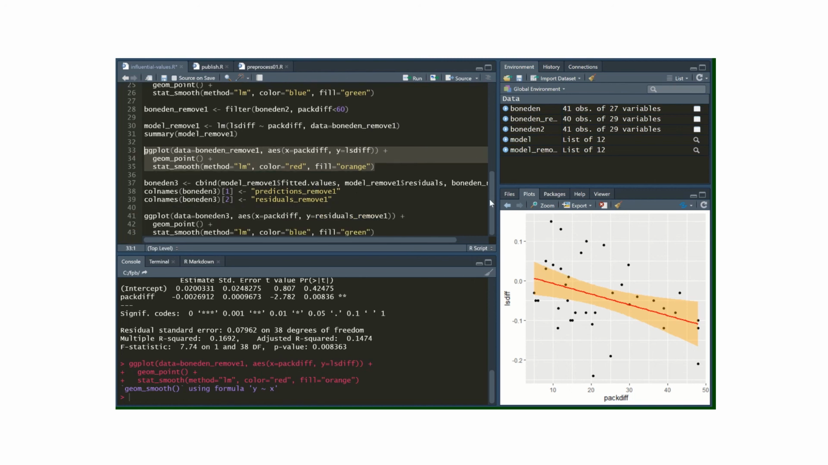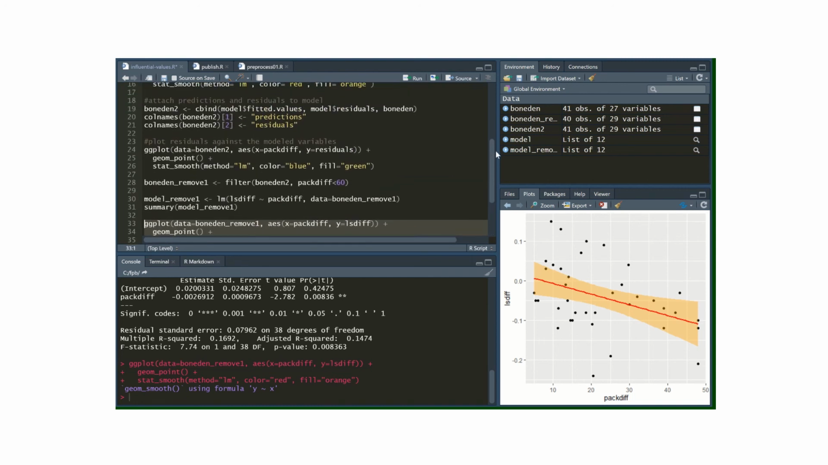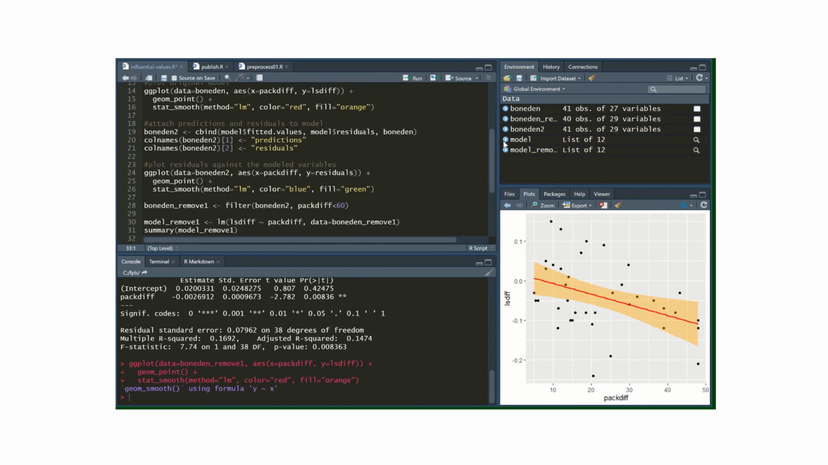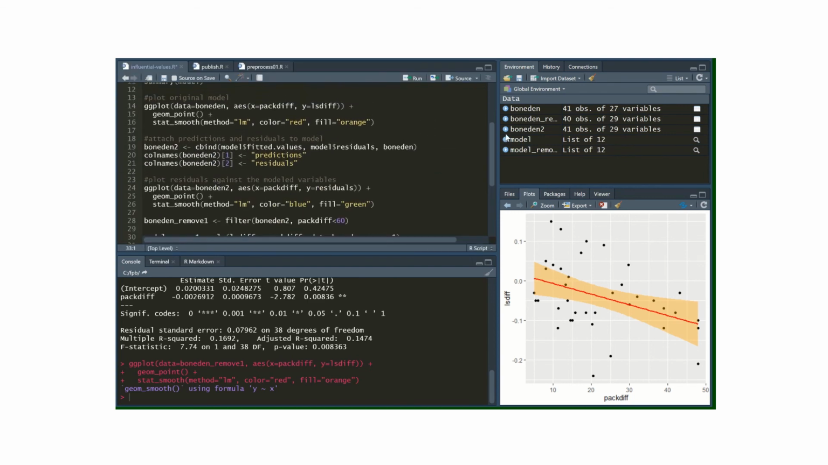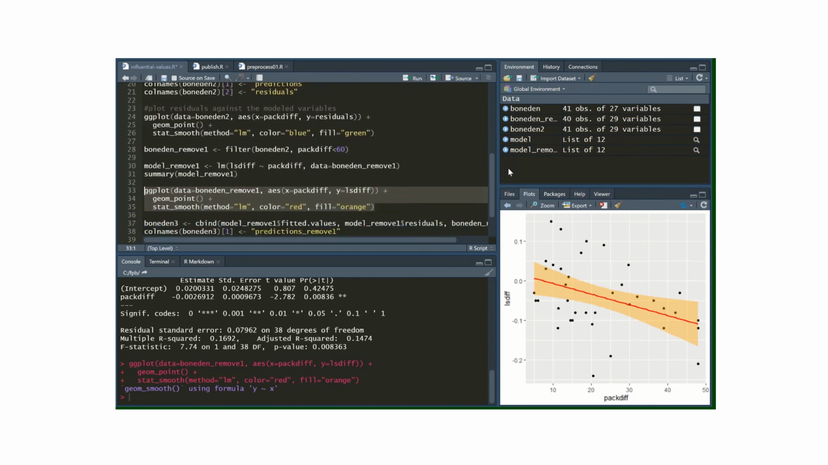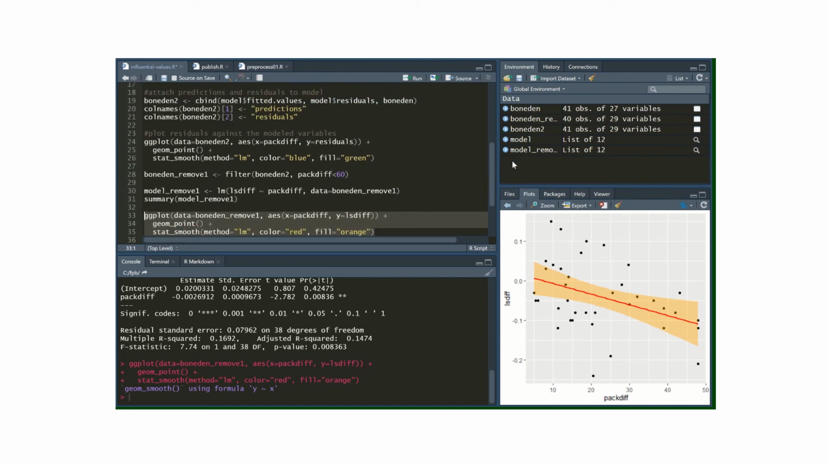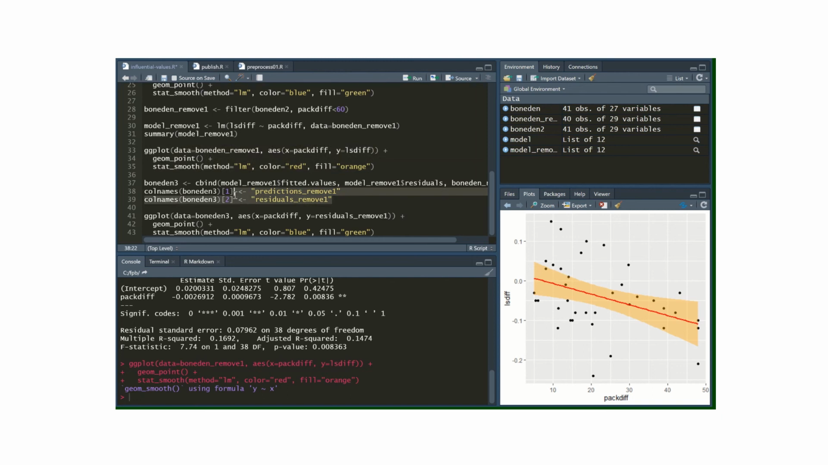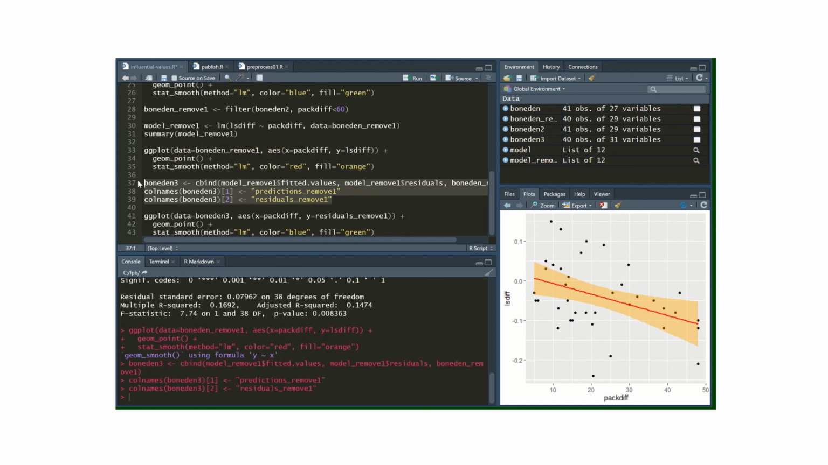Final thing I'm going to do is another residual plot, and I'm going to do the residual plot on the new data where I've removed a point. So lines 37 through 39 are the same as lines 19 through 21, except I'm working with the data where one point has been removed. And I'm going to make a plot of the residuals of our new model.